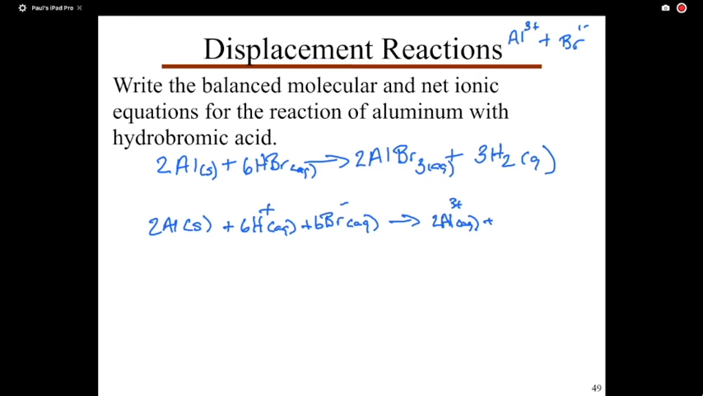What is the ion? The anion? Bromide. What charge do I have? -1. How many do I have of them? Be careful. 6. Label it. What is hydrogen? Does it break apart? No.